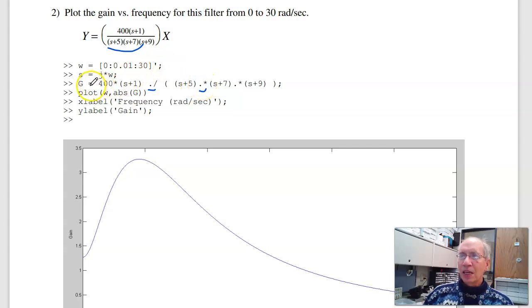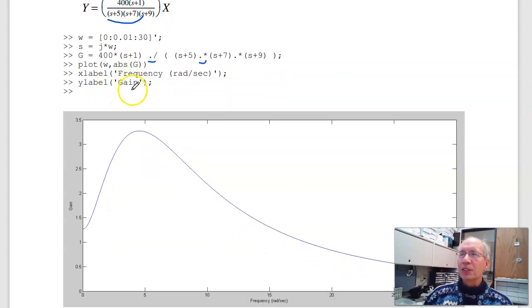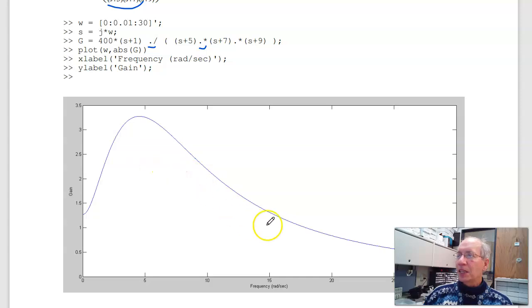When I'm done, I get a 3,000 by 1 vector. That's the gain at each frequency. It's a complex number, but the amplitude is the magnitude, the gain. So plotting the magnitude versus frequency, that's what I get. This tells you this is a bandpass filter. It passes frequencies near 5 radians per second, passes DC sort of well, and then blocks high frequencies.